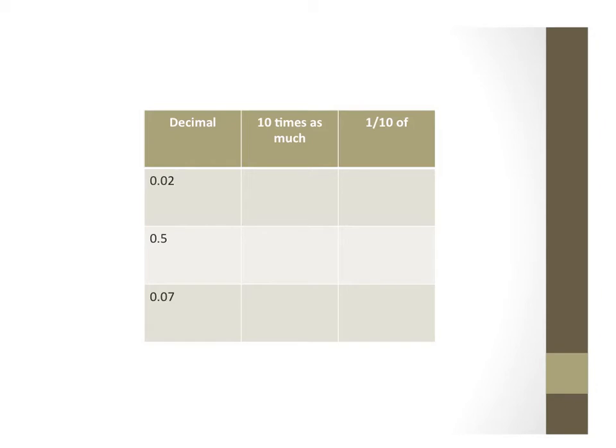Here we have 2/100. We want to find 10 times as much, so I move our decimal place one space to the right. Now I have 0.2. So 2/10, which is what I have now, is 10 times as much as 2/100. If I look down here at 5/10, I want to find 10 times as much. I move that decimal place one spot to the right. So I would have 5.0, or I could just write 5. 5 is 10 times as much as 5/10.